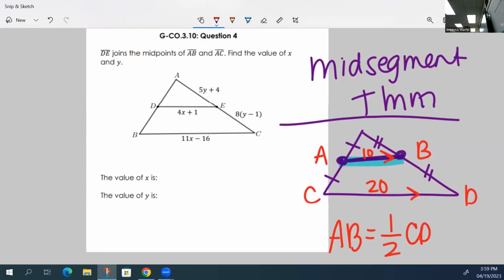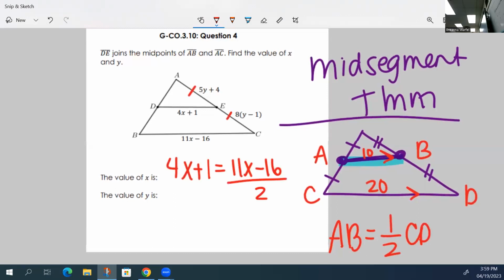So here, that should help you solve for it, because the rest of it's pretty easy. So that means this is congruent to this, and that means 4x plus 1 is equal to half of 11x minus 16. Or opposite, you could say 2 times 4x plus 1 is equal to 11x minus 16, whichever way you want to do it. So that should be enough for you to solve this one.